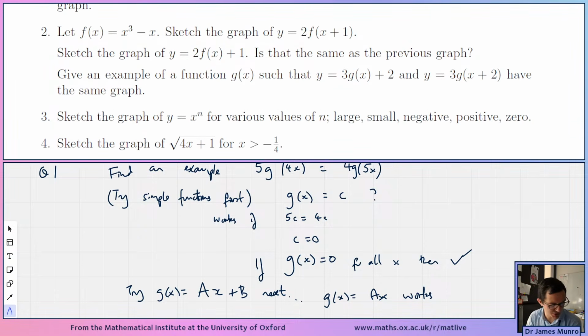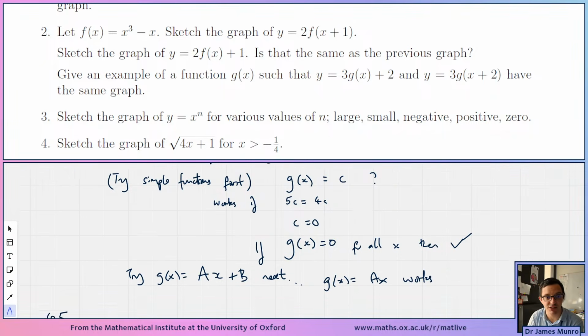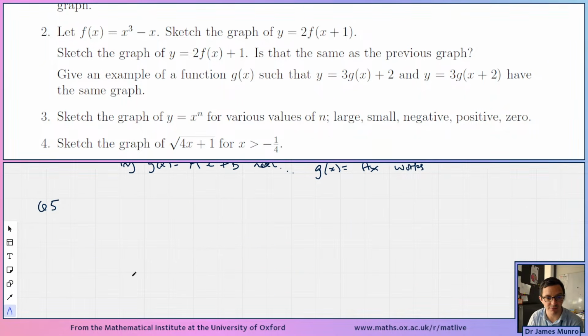Let's skip on. Question 2 plays a similar game to do these transformations and to talk about whether they commute or not, whether they can change the order of operation, and again, you're asked to find an example. Again, I would try simple functions. In this case, setting g of x to be just the 0 function doesn't work, because that left-hand side would be 2. The right-hand side would be 0 for all values of x. So we've got to think a little bit harder. Maybe there's some form of x plus b, a linear function that works in question 2 as well.